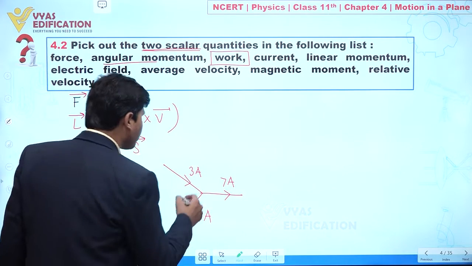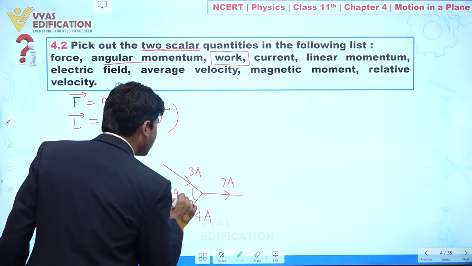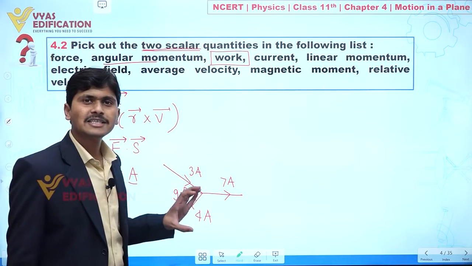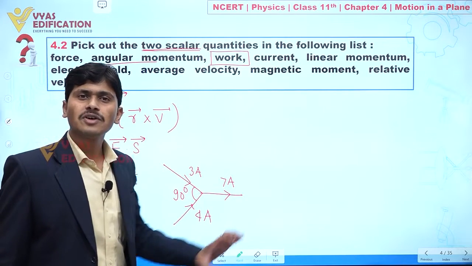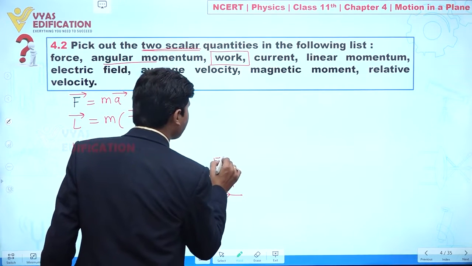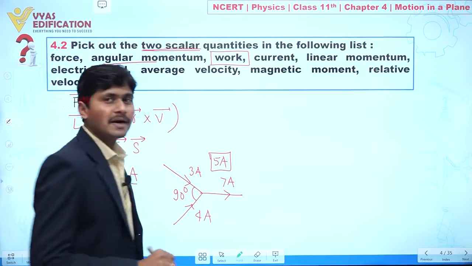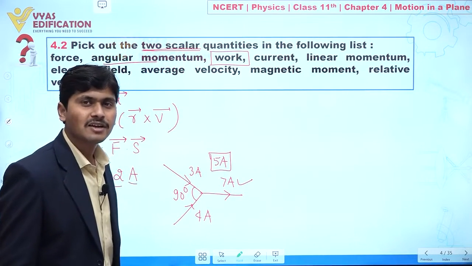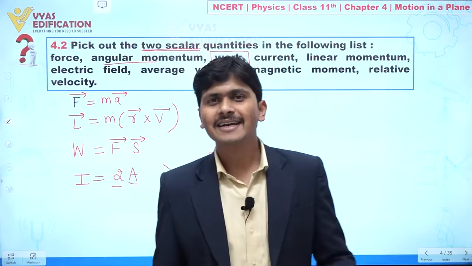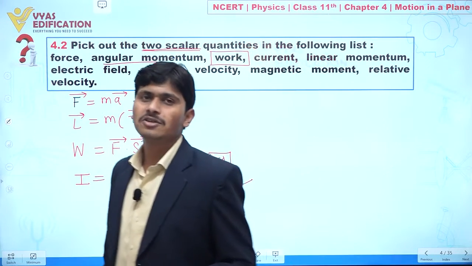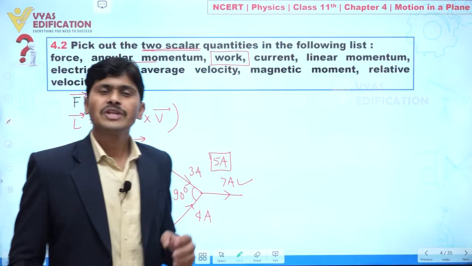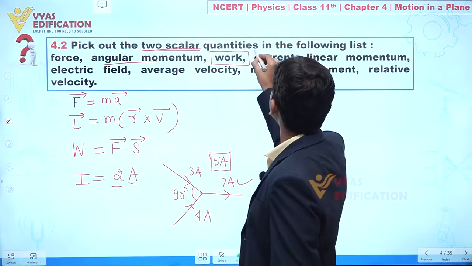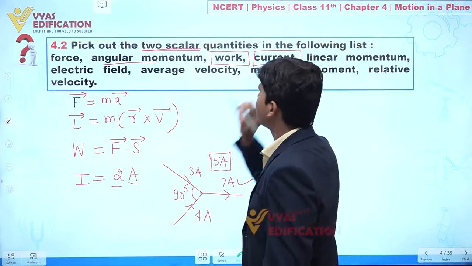Clear? But let's suppose I say the angle between 3 ampere and 4 ampere is 90 degrees. Clear? If electric current were a vector quantity, the current going outside should be 5 ampere. Clear to you? But actually the current going out is 7 ampere. Clear? It means electric current has a direction, but it does not follow the law of vector addition. That's why we put electric current in the scalar category. So electric current is also a scalar quantity.